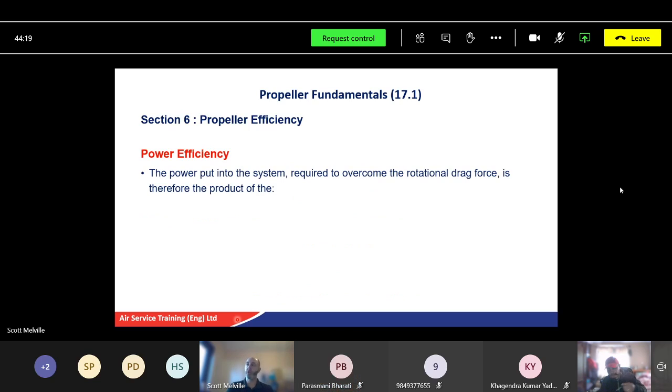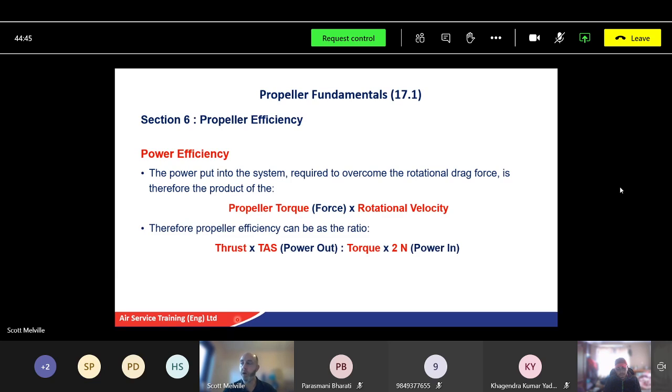Then there's the power put into the system required to overcome rotational drag. Unfortunately, yes, as we get lift and thrust from a propeller, we do induce drag. We can't get away from that. No matter how good the design of the propeller is, we're always going to induce some sort of drag. So that's a product of the propeller force, torque in this case, multiplied by the speed of rotation, or rotational velocity.